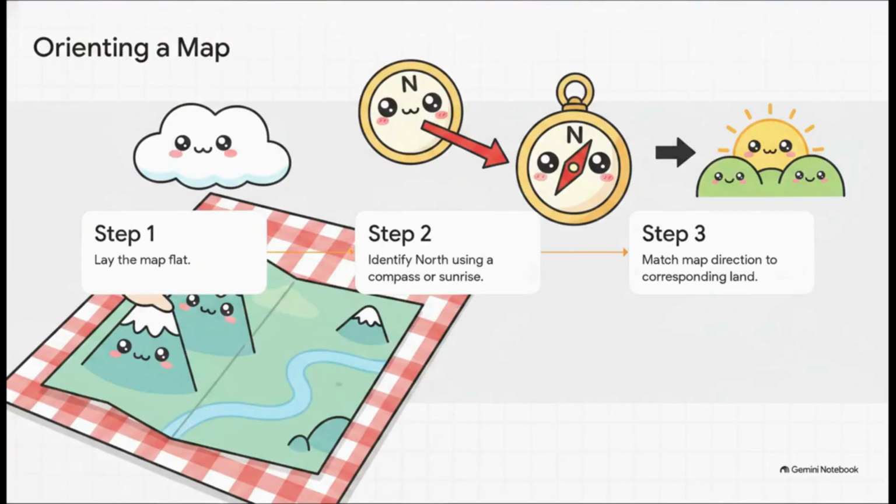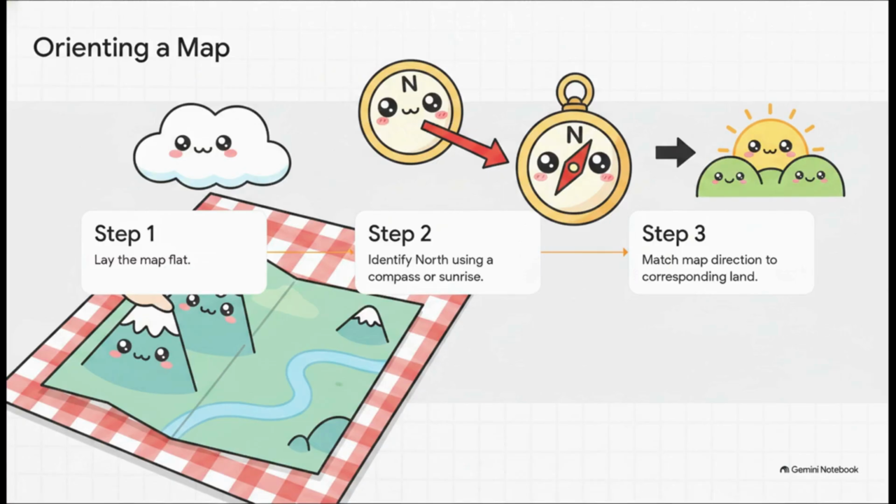Having a perfectly accurate map is completely useless if you have no idea which way you're facing. Setting up your map so its directions perfectly match the real world is called orienting, and it's actually pretty simple. Step 1, just lay the map completely flat. Step 2, identify where north is in the real world. You can do this super precisely with a compass or even just roughly by checking where the sun rises.